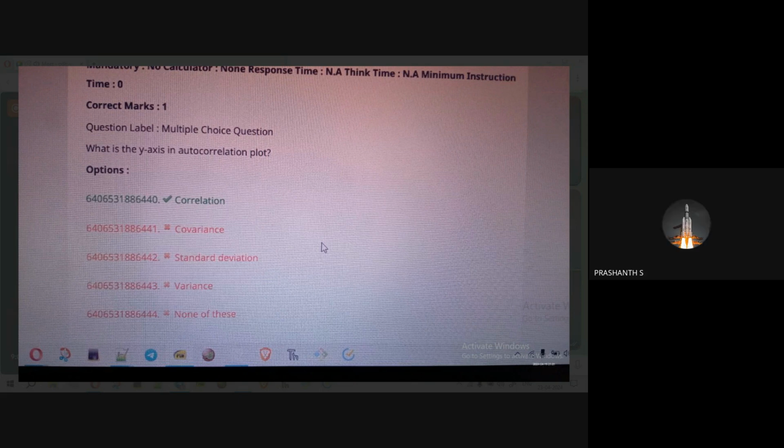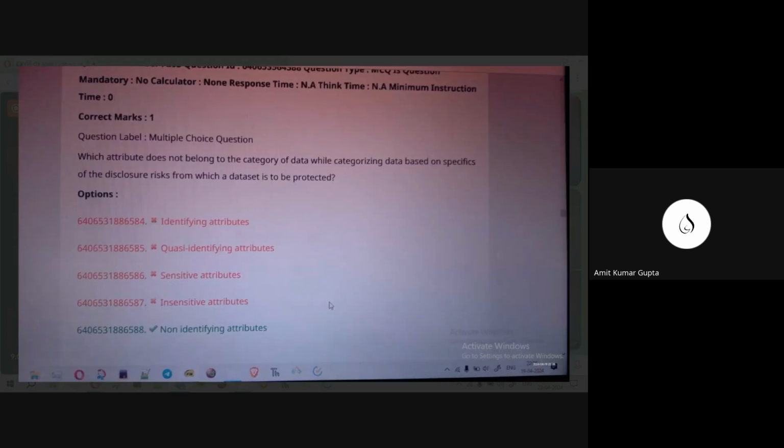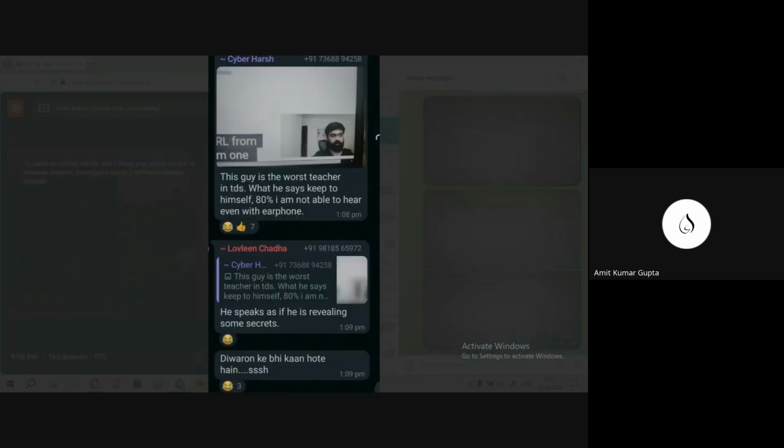Correlation, autocorrelation, or correlation. Is it clear? This is all we have. These are the four questions which I want to discuss.